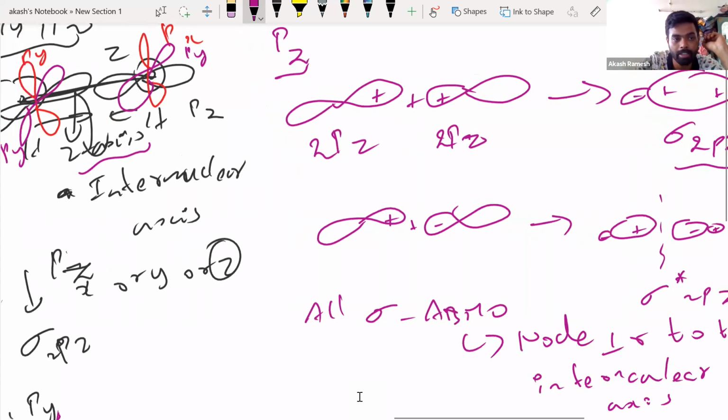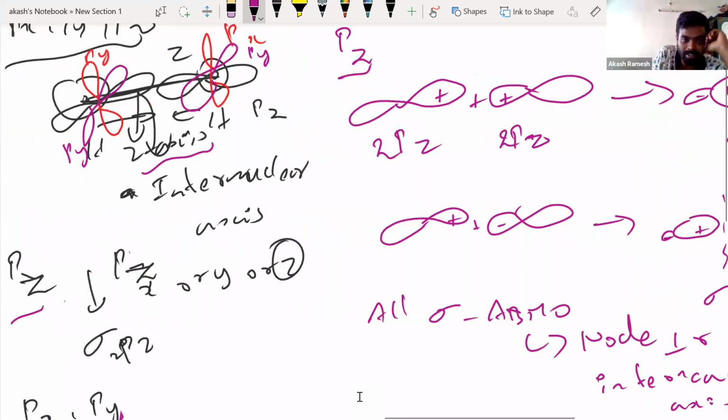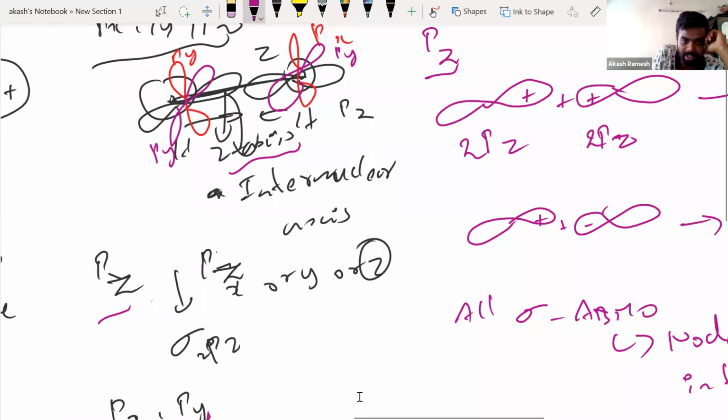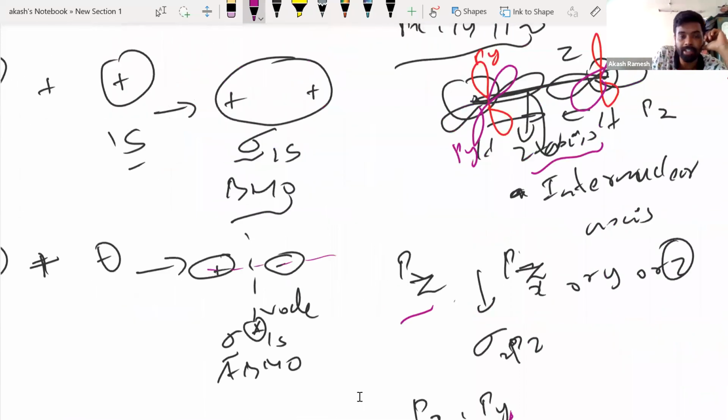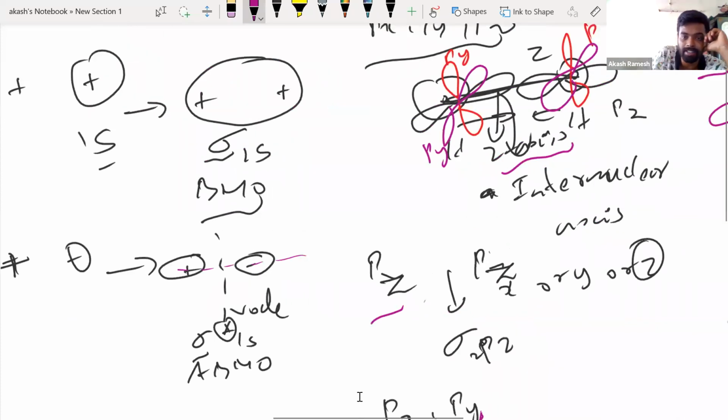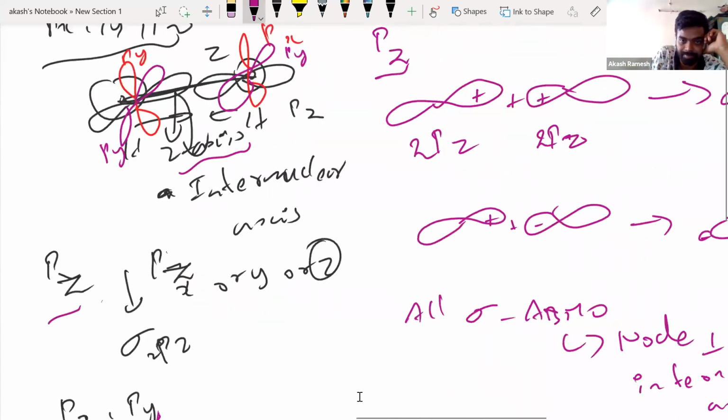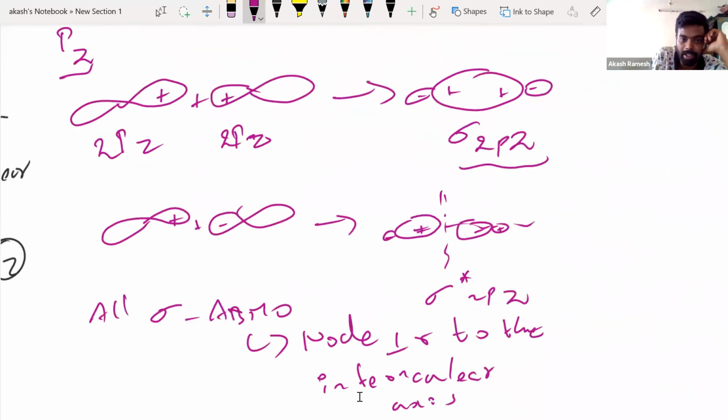You can understand this from the previous case also. See, this was the internuclear axis, and there is a node which is perpendicular to the internuclear axis. Same way here, this is the internuclear axis, and this is the node perpendicular to it. This is not important to you, but I'm just giving you a flavor. Nobody is going to ask you to draw the molecular orbital shapes, but I'm giving you some insights. Now that's about PZ.